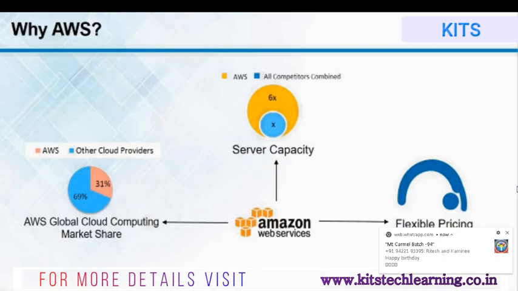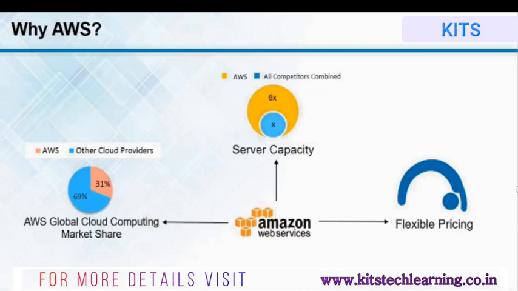Let's talk about the second parameter, which is the server capacity. Let's consider that all of AWS's competitors combined have a server capacity of X. AWS alone has a server capacity of 6x, which is 6 times the server capacity of all of its competitors combined, right? So if you have an application which is very successful and you foresee more traffic in the future, your safest bet would be on AWS because they have that kind of infrastructure for your application to grow. And that is why AWS has such a large user base.